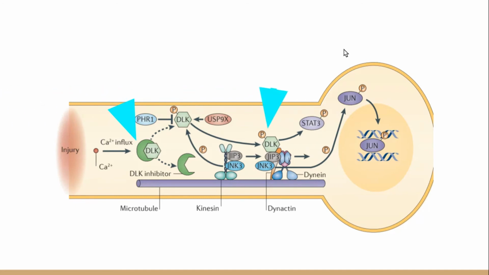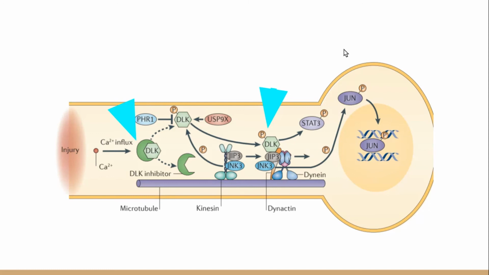DLK phosphorylation of JNK is believed to increase its affinity for the JIP3 dynein adapter protein, allowing it to be transported towards the nucleus. The inability to transport JNK3 dampens axonal injury-induced transcription, and the inability to transport JNK3 actually favors entrance into apoptosis rather than regeneration.